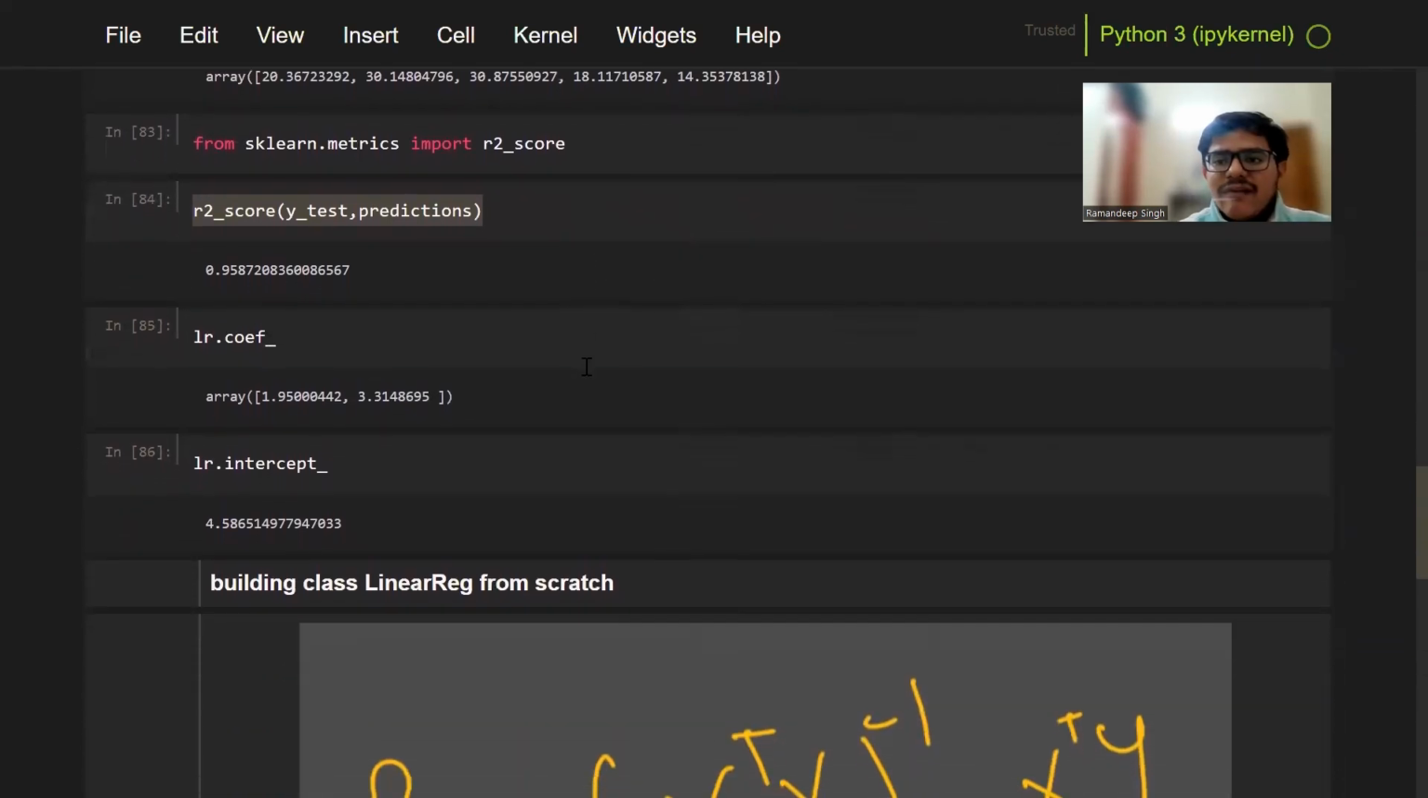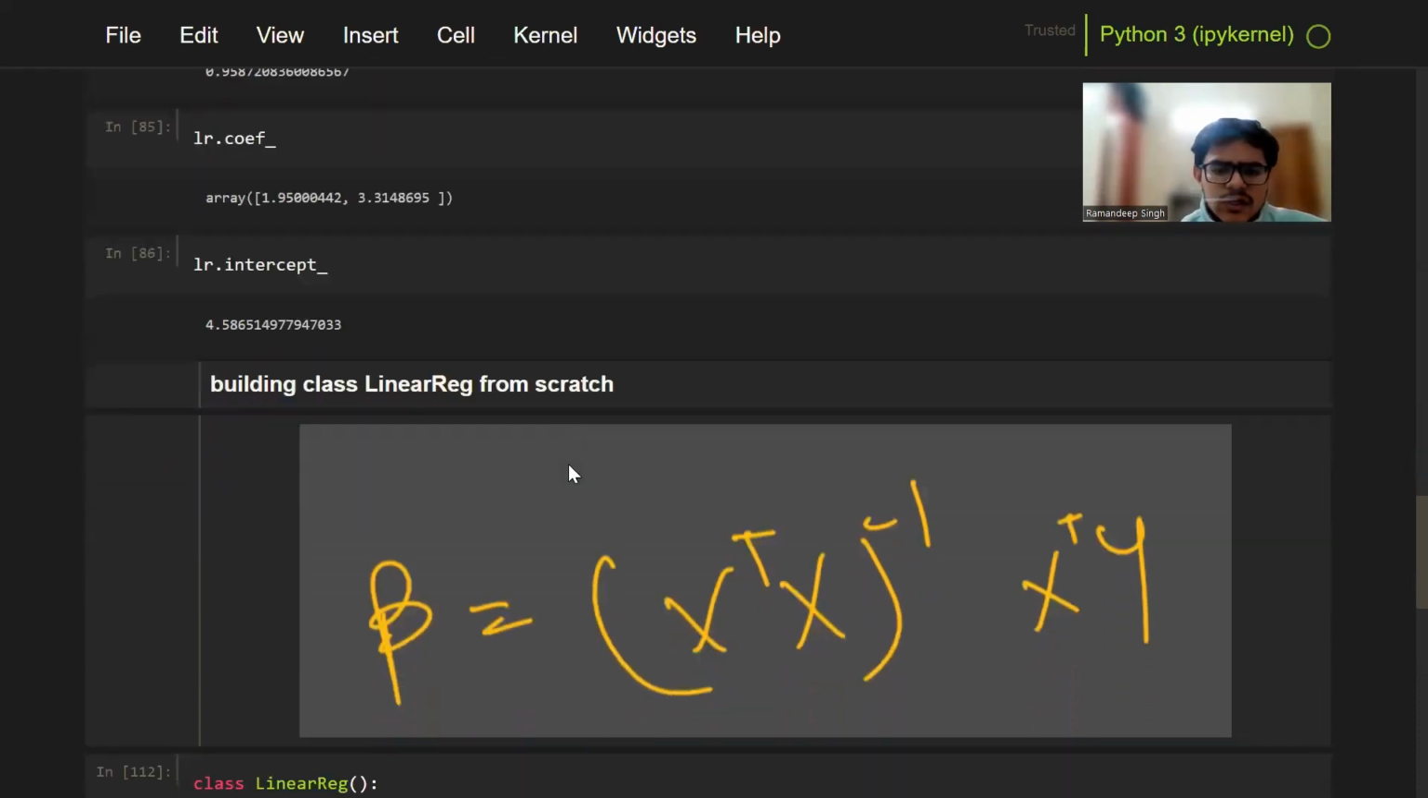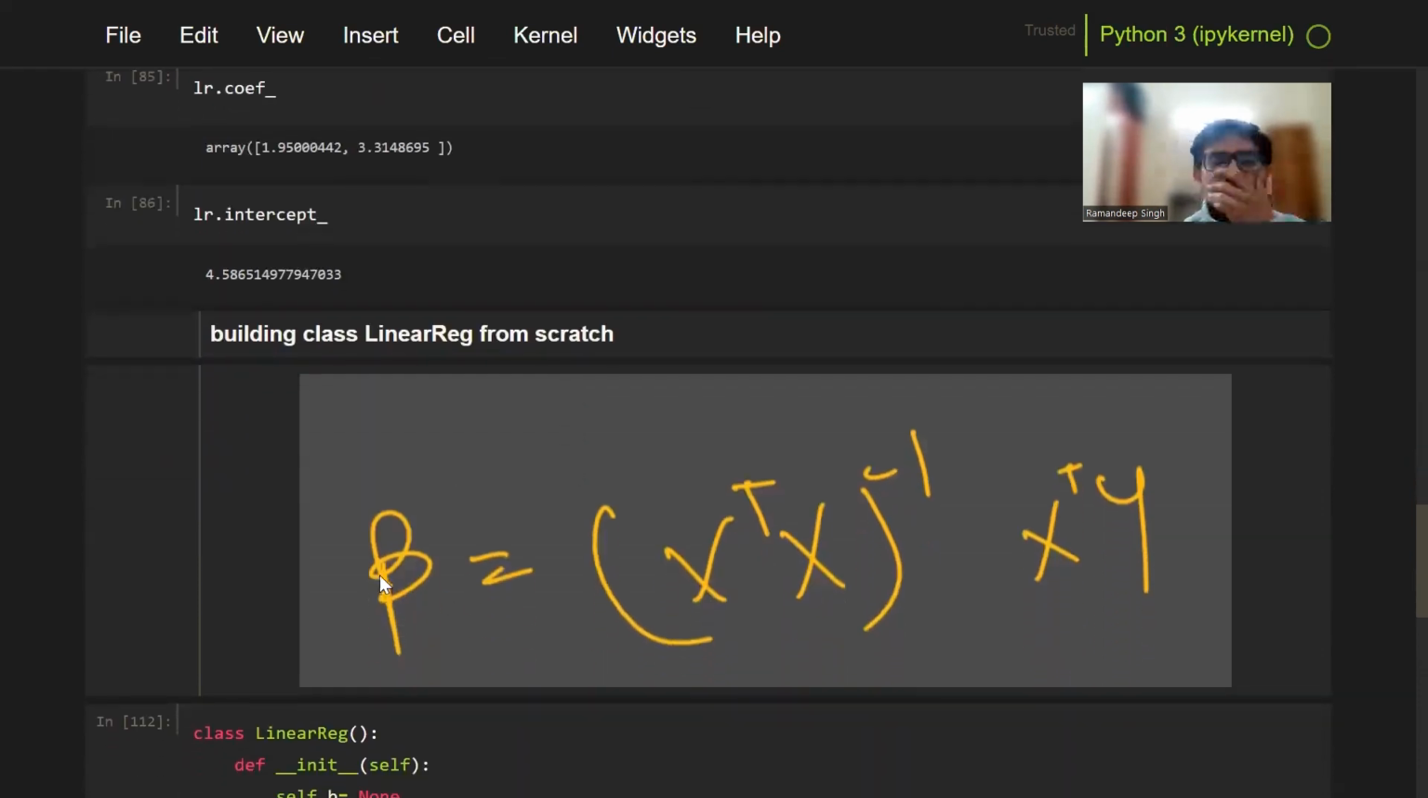And so now we will try to build this linear regression class from scratch, right? And it is nothing new. We have studied everything. We just need to convert it into code, right? So the first thing I need in order to predict anything is the value of the beta matrix.